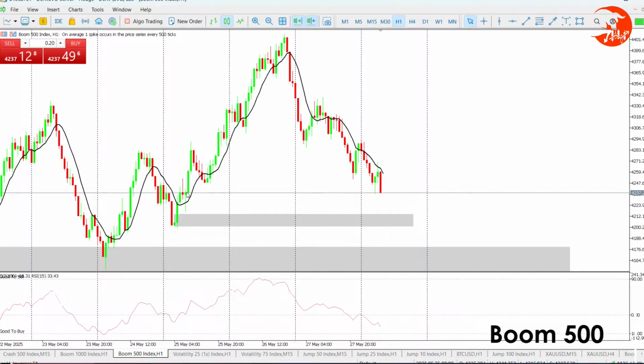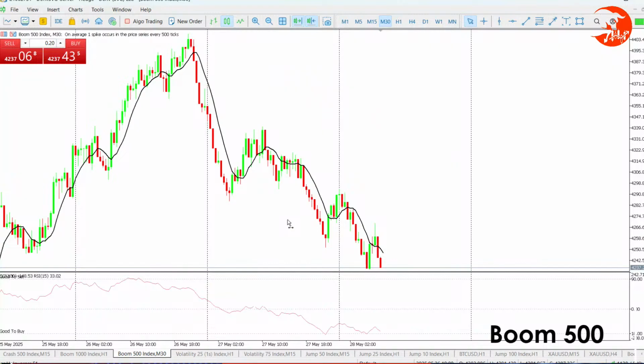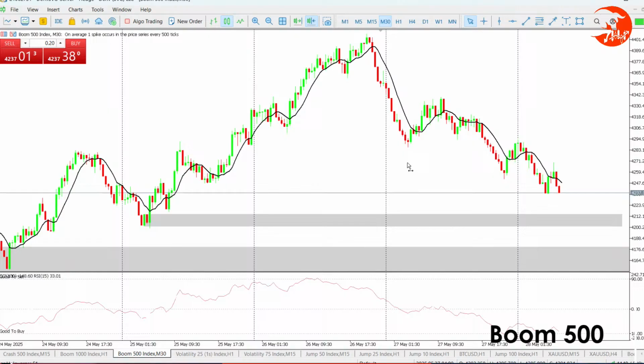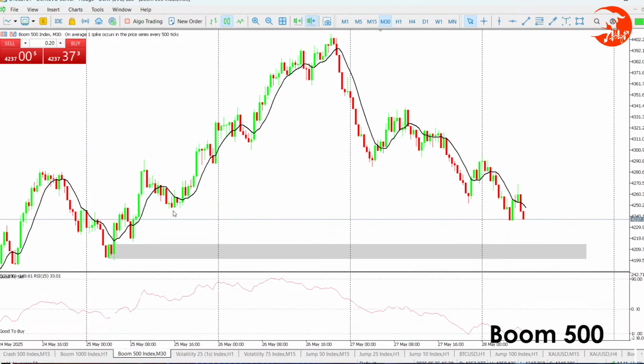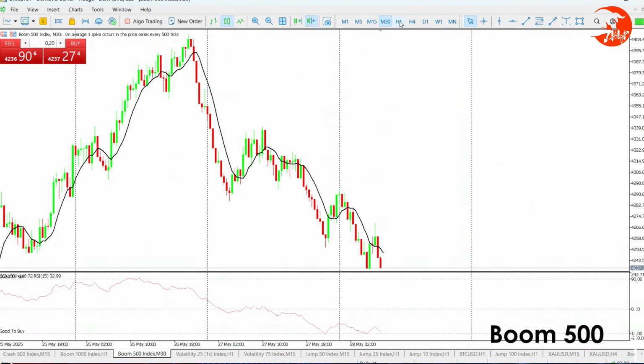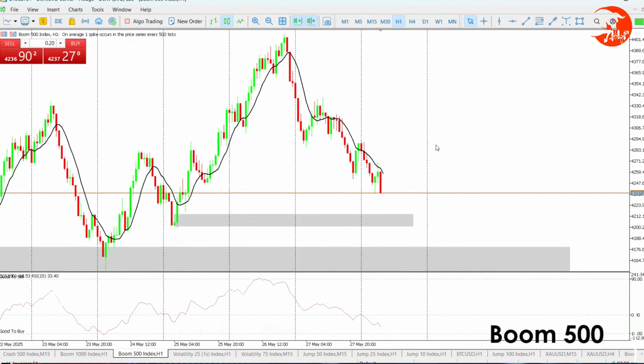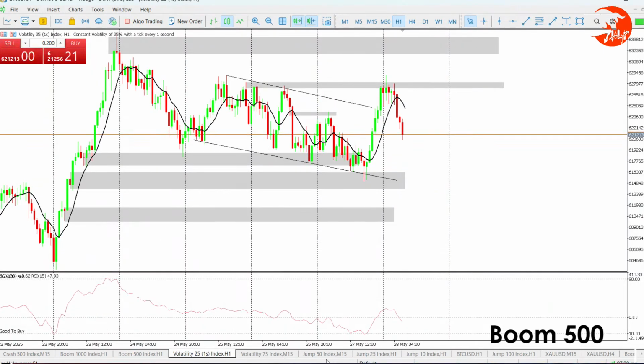Oh yes, this is the reason why there's a reaction right here. There's some confluence on the other end, according to M30. There's a bit of confluence, and that's why price is trying to react on that level. But all we need is an entry, so we can't do anything right here. Let's go to Volatility 25 (1s).